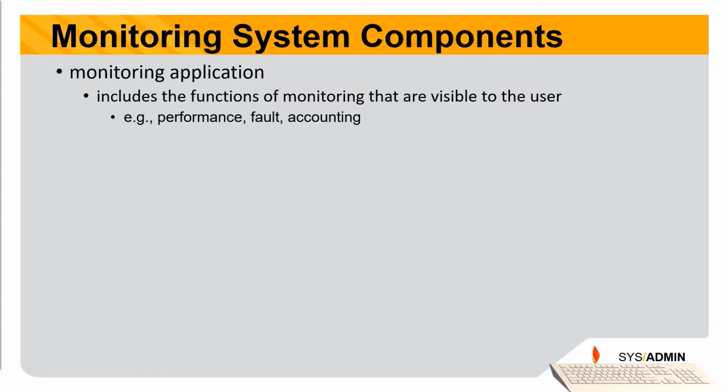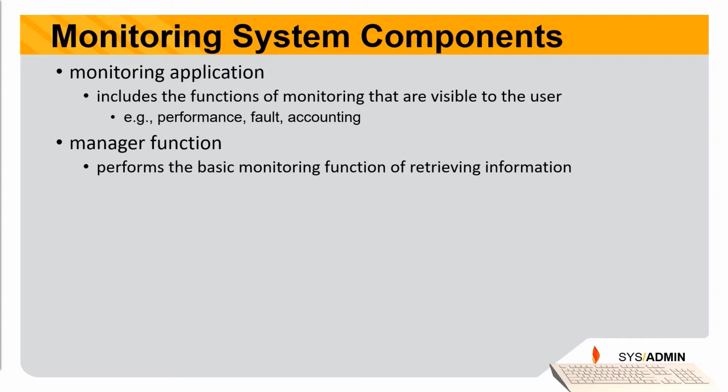All right, so aside from the monitoring application, we also have the manager function. The manager function performs the basic monitoring function of retrieving information. From the previous discussion on the network management overview, we've talked about the manager-agent paradigm, and the duties and responsibilities or the function of each. The manager is basically the application residing on the server where the administrator is, and the agent is basically the operating system or the software residing on the managed object that captures information locally and forwards it to the manager. So that's the manager function.